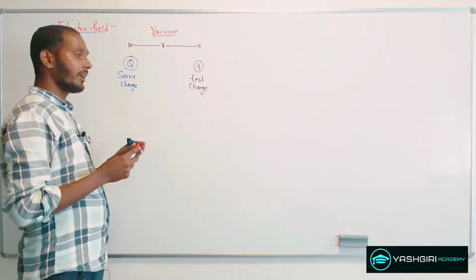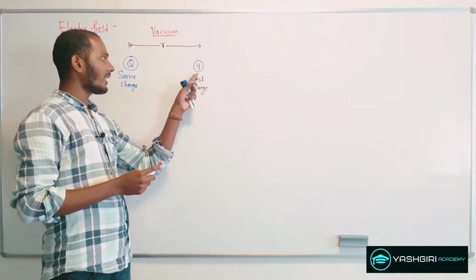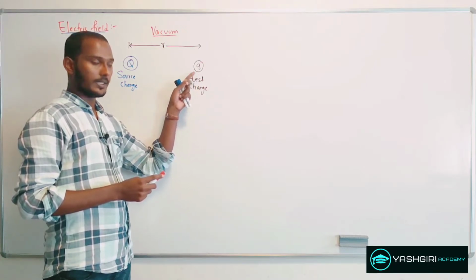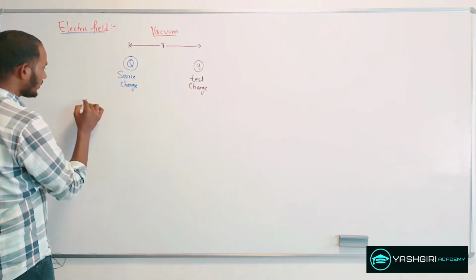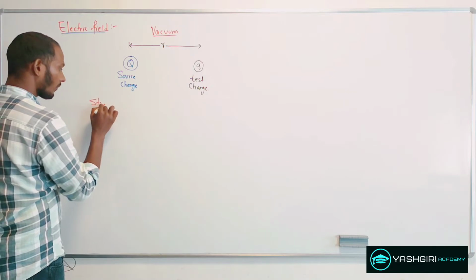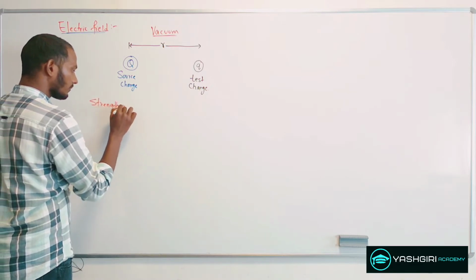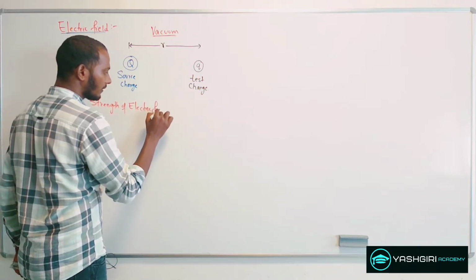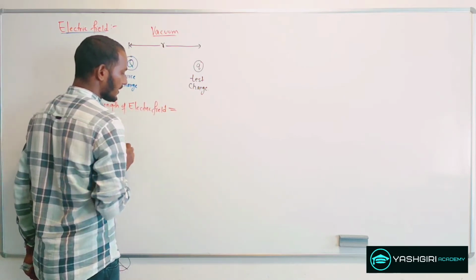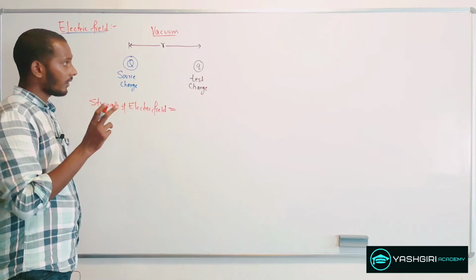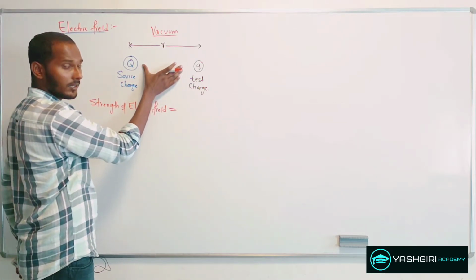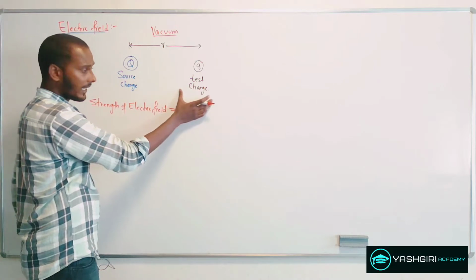Now I'm interested in getting the strength of the electric field at the point where the test charge is located. So the strength of the electric field is nothing but just the ratio of the force between these two charges to the magnitude of the test charge.